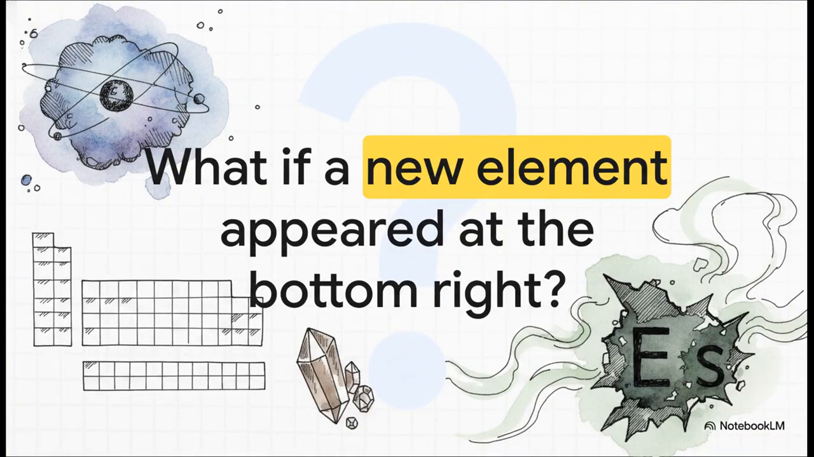So, I'm going to leave you with this one last thought. Imagine tomorrow scientists announce they've synthesized a totally brand new element, and it drops right into the very bottom right corner of the table. Based on everything we just covered, the puppet masters, the size, the grip, what do you think you could immediately predict about how that unknown building block would behave?